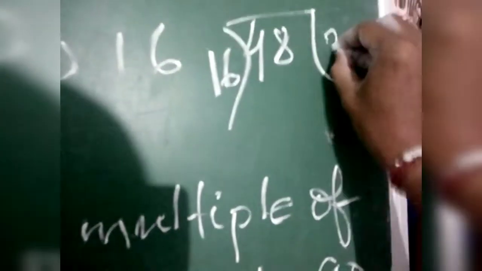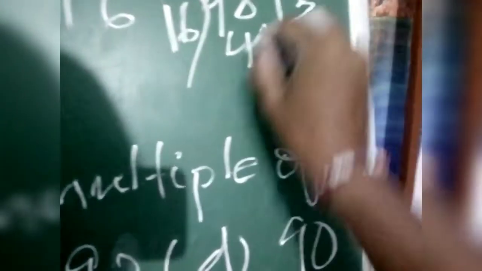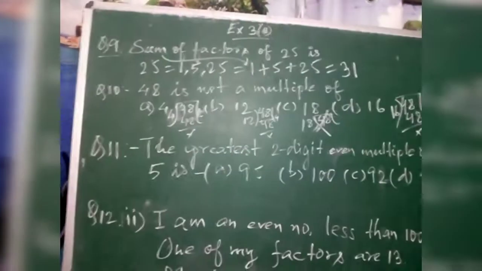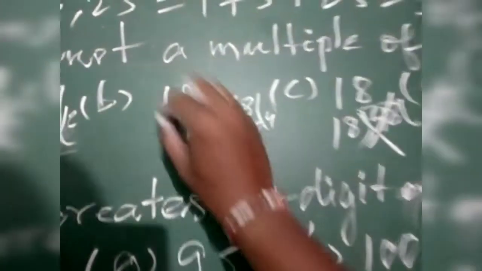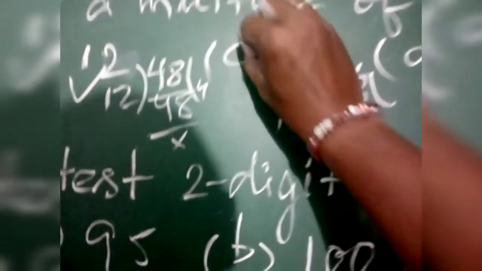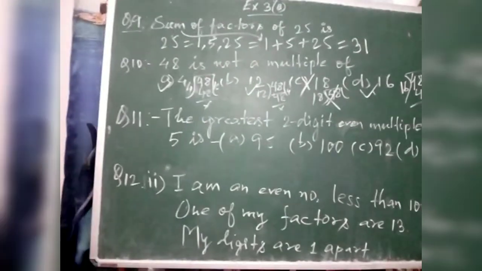So obviously option C. 16 is also a factor of 48: it's 3 times. So for question 10, 48 is not a multiple of 18. The first one is yes, this is also a multiple, this is also a multiple, but this is not. So finally C is the correct option.